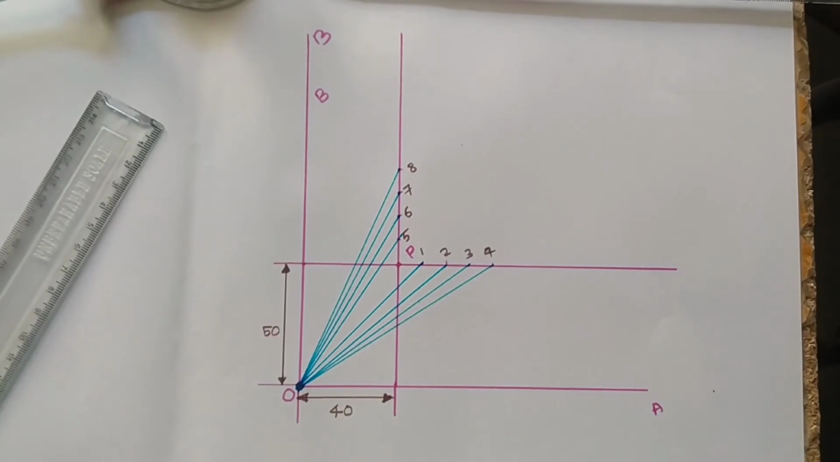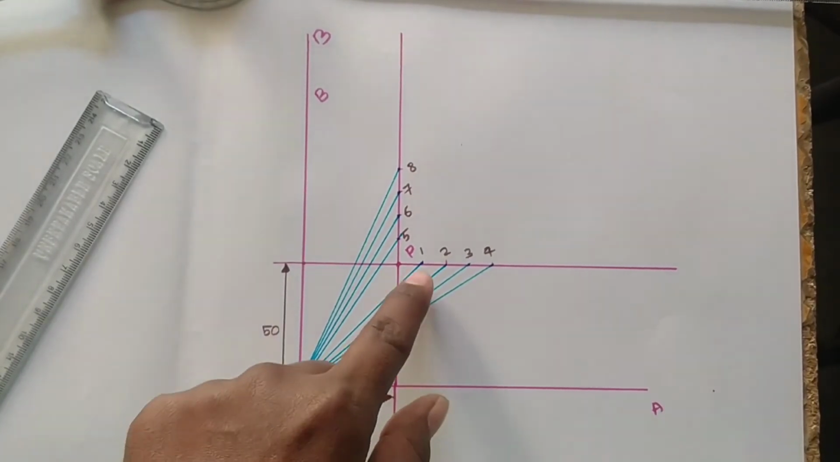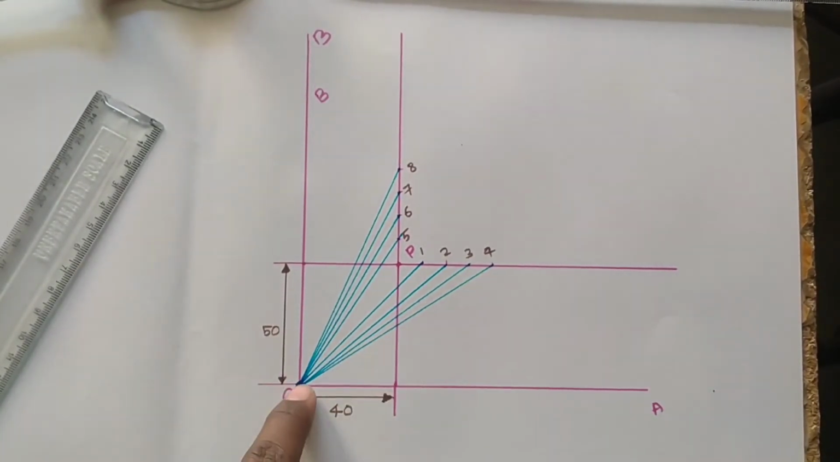We have to join points 1, 2, 3, 4 from O, and 5, 6, 7, 8 also from O. Why? Because this is the intersection point of the OA and OB lines. Next, observe carefully.